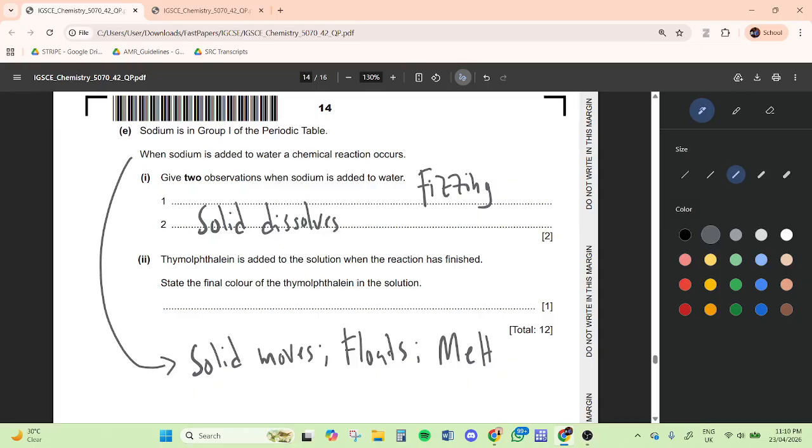Thymolphthalein is added to the solution when the reaction has finished. State the final color of the thymolphthalein in the solution. Sodium hydroxide is alkaline. As a result, it's going to show blue. So we're going to end it with this.